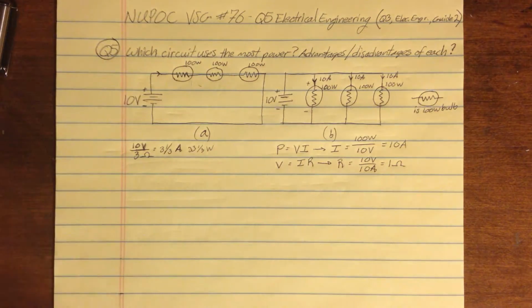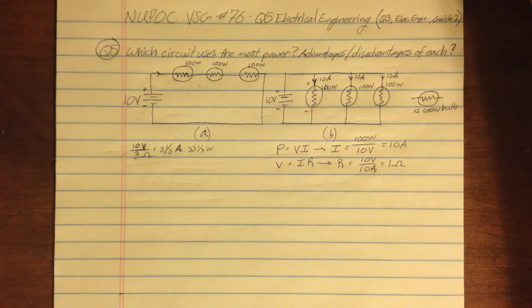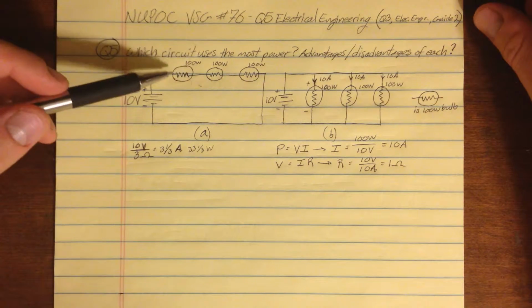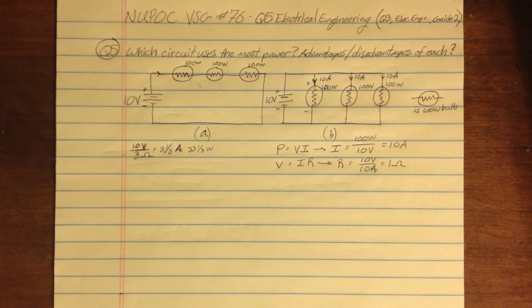So maybe it's a different style bulb, or a different type of bulb, or a different serial number or model. Different model, that's the word I'm looking for. It's a different model of bulb, right? That has 100 watts when you connect 3 of them in series.